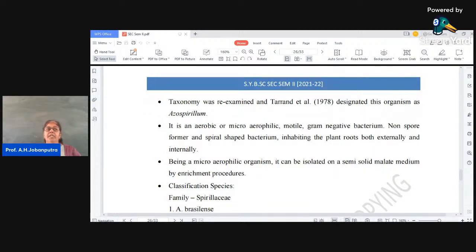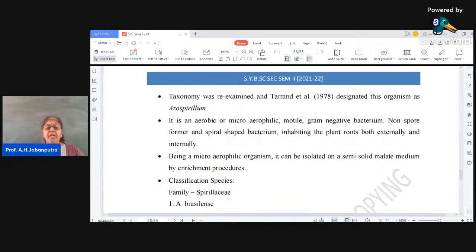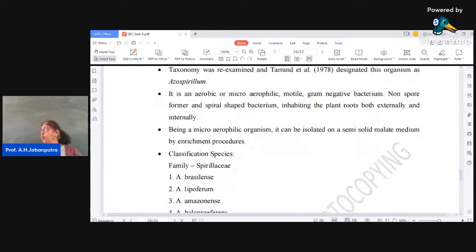It's an aerobic, microaerophilic, motile, gram-negative, non-spore forming spiral bacterium. It inhabits the roots of plants, inside and outside the roots. It requires very little oxygen, so it grows on semi-solid malate medium.